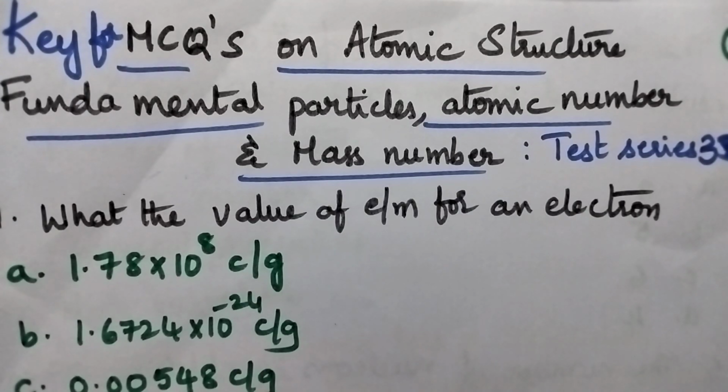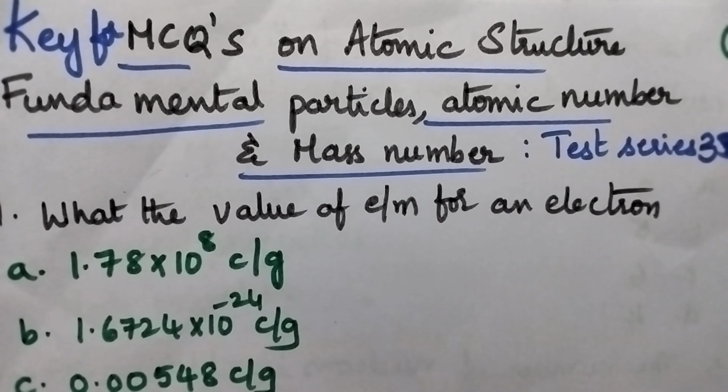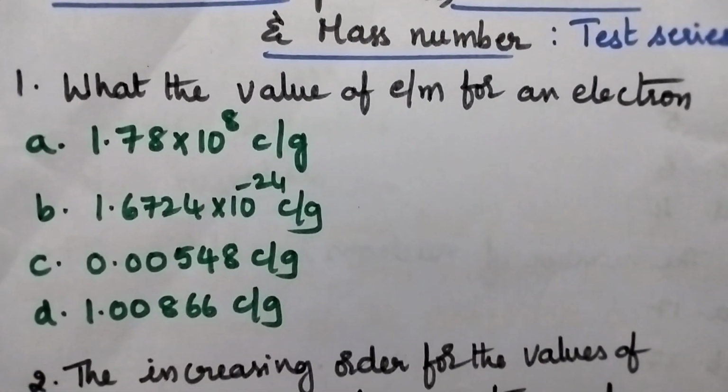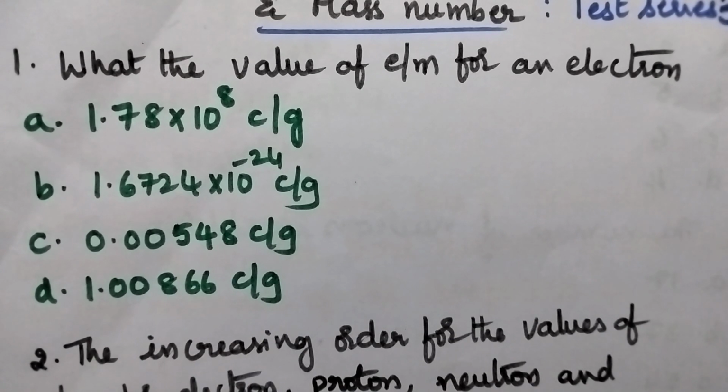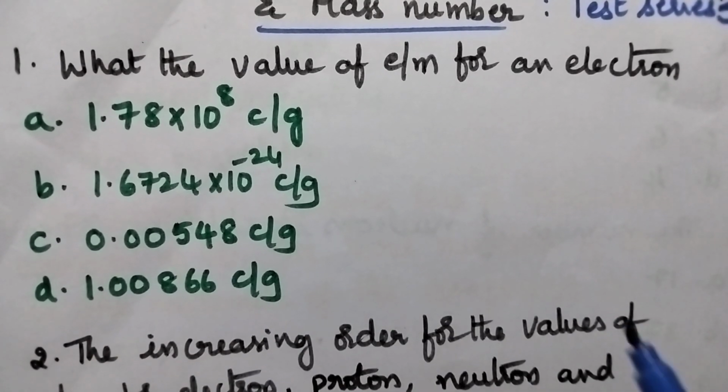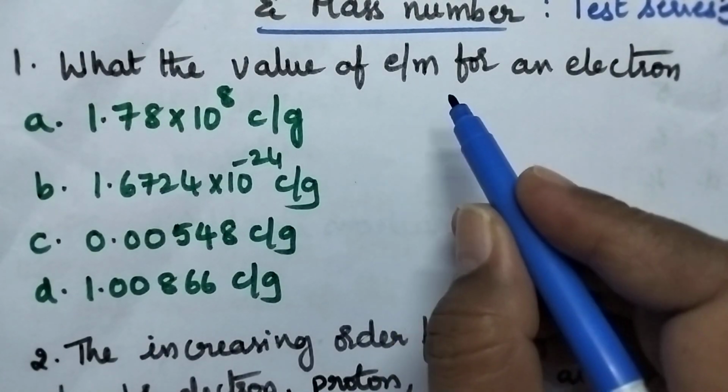In this video, I am going to share test series 3 key for MCQs based on atomic structure, especially fundamental particles, atomic number and mass number. Moving to the first question, what is the value of e/m for an electron? So e/m means charge by mass.